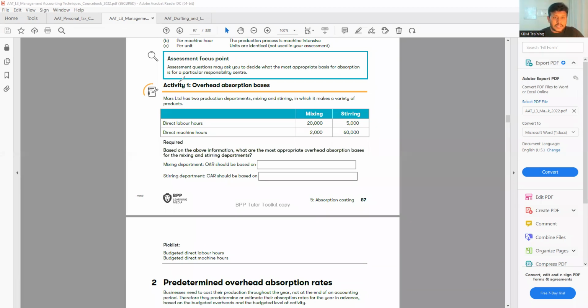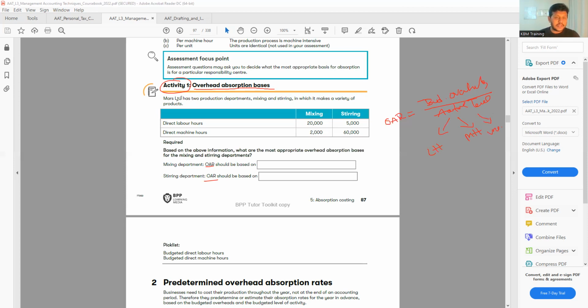So let's have a look at Activity 1, overhead absorption basis. OAR, that is overhead absorption rate, and the formula you already know: OAR equals budgeted overhead divided by the activity level. And the activity level could be labor hour, could be machine hour, or could be the unit. Now let's read this scenario.